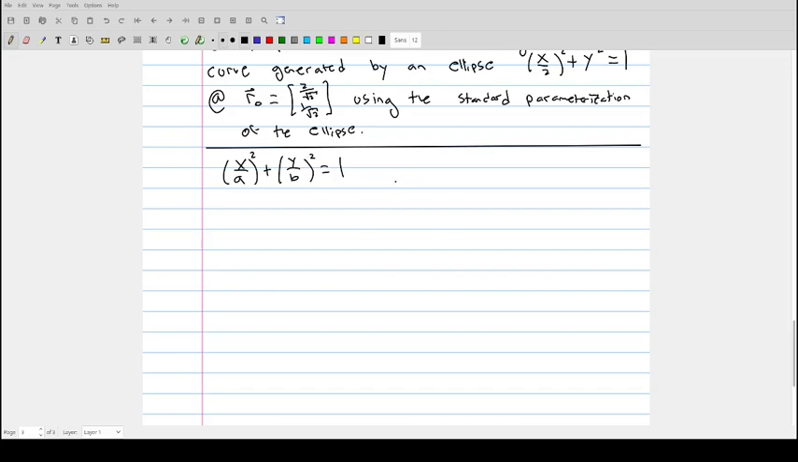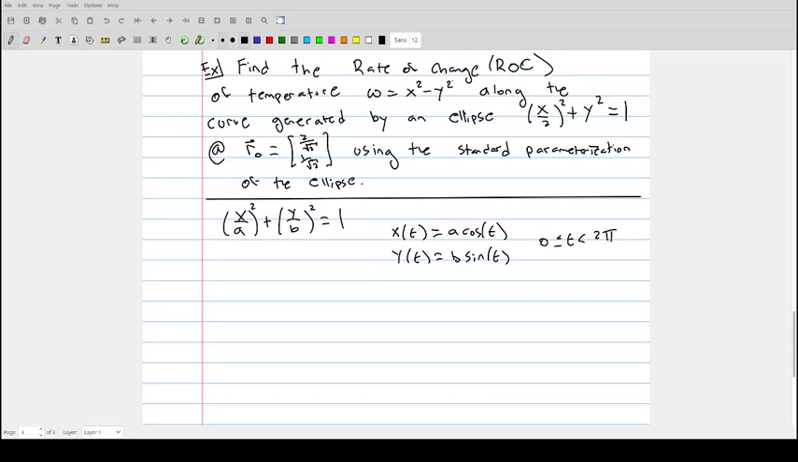And for any ellipse, we can parameterize that ellipse by the following. We say that x(t) is equal to a times cosine of t, and y(t) is equal to b times sine of t, for t between 0 and 2 pi, where t is representing the angle that we're looking at. This is the standard way of parameterizing an ellipse, and this is what we mean by the standard parameterization of the ellipse. So we want to figure out, at this exact point on the ellipse, what exactly the rate of change of the function x squared minus y squared is along the ellipse.